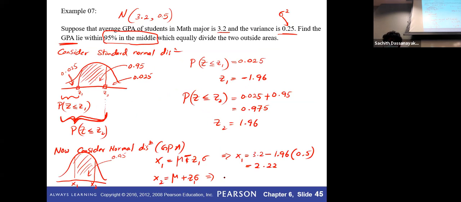So now this one, X2 equals 3.2 plus 1.96 times 0.5. It is 4.14.